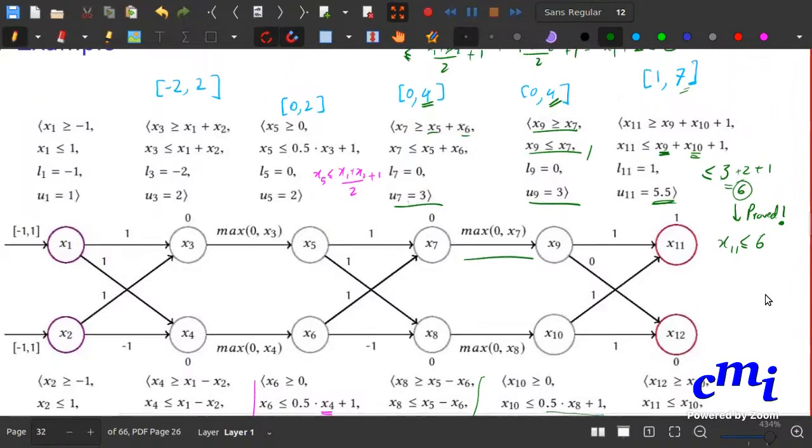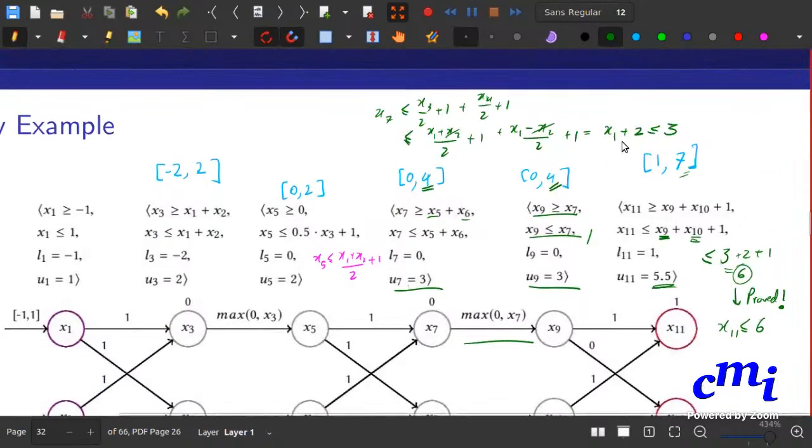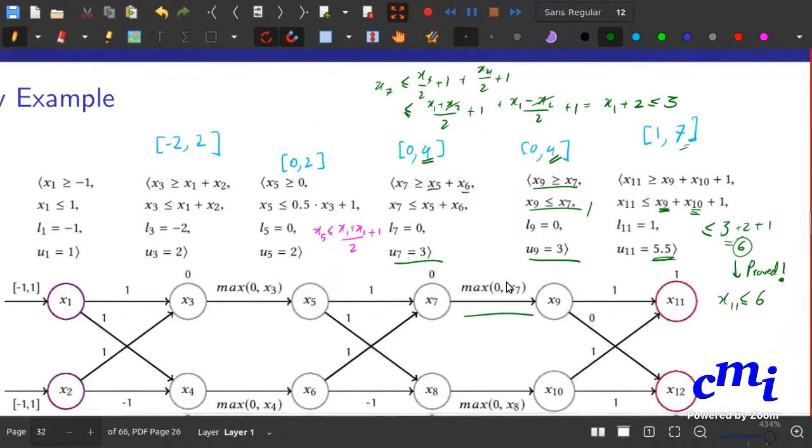So yeah, this is the idea, right? The amount of back substitution you do can affect the quality of over-approximation you get, the tightness that you get. But the example motivates this: even if you do one back substitution that factors in some sort of relation, then immediately you get a tighter bound. Yeah. So any questions?